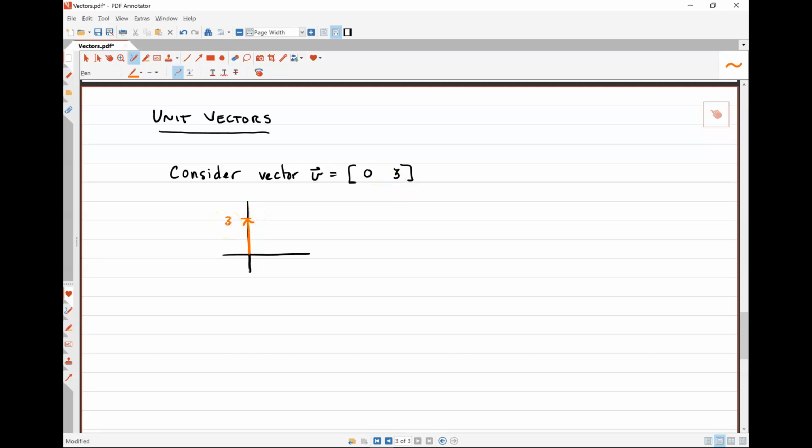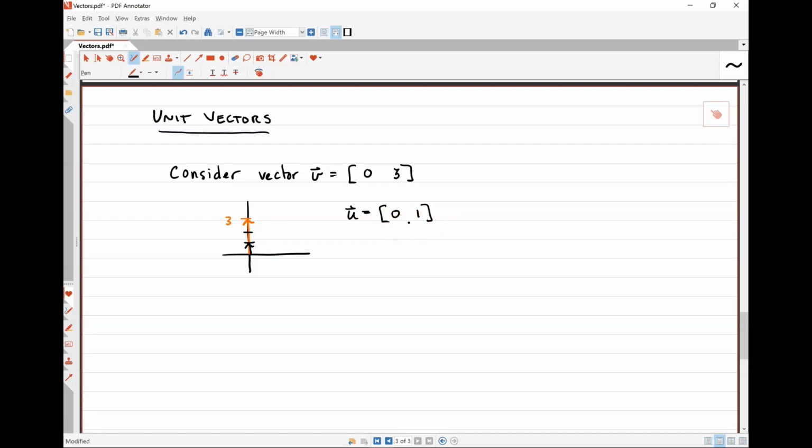And if I wanted to manufacture a vector that is pointed in that same direction but has length 1, I could do that pretty easily, because this vector, I'm going to call it u, (0, 1), points in the same direction, and that has length exactly 1. This is easy because this is a vector that's just got one non-zero component, so we can see right away the length of this one is 3 and the length of this one is 1, and of course they're both pointing straight up, so they're pointing in the same direction.